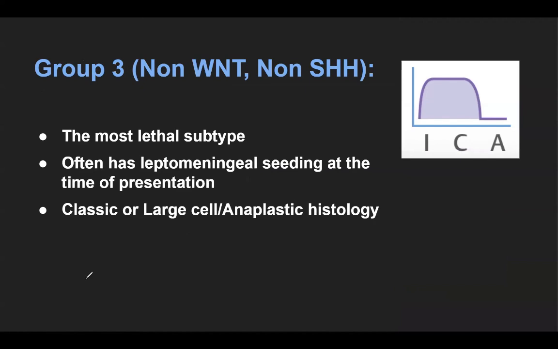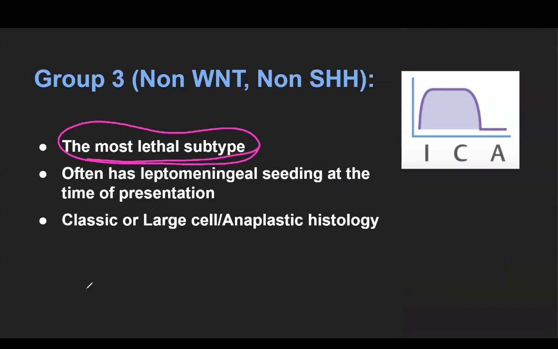So, group 3. These are non-wingless tumors, non-sonic hedgehog. They are the boring group. Since they are the boring group, they are also the most lethal subtype. And how does their graph look like? Their graph looks like an inverted pancake. Not, sorry, pancake, the frying pan or a saucepan. You can imagine a saucepan here.